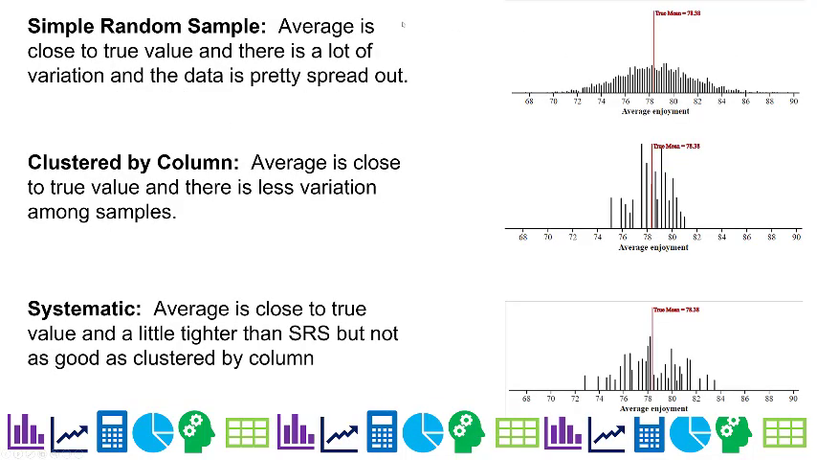So again, just looking at it, you had simple random sample, widest variation. Everything is unbiased and centered about the mean, including the simple random, the clustered, and the systematic. The tightest was clustered by column, and systematic wasn't too bad.